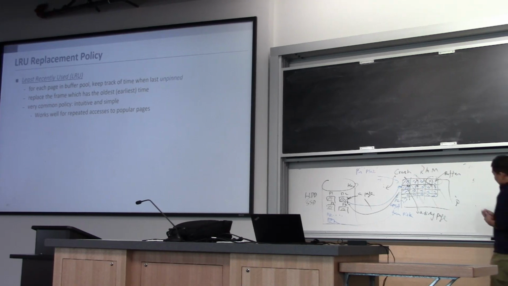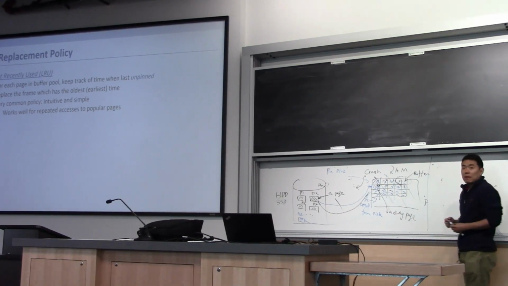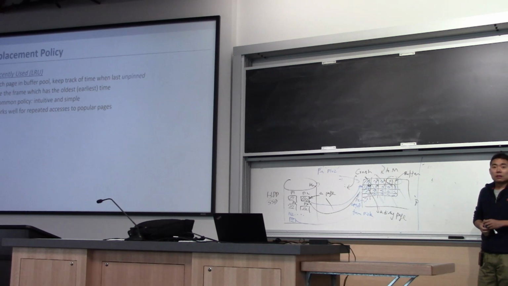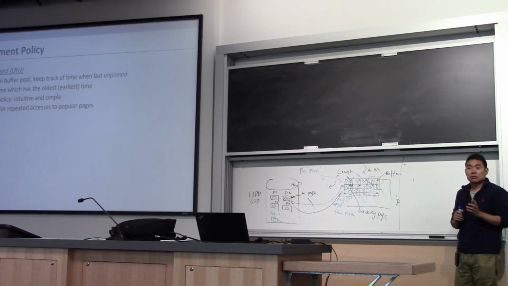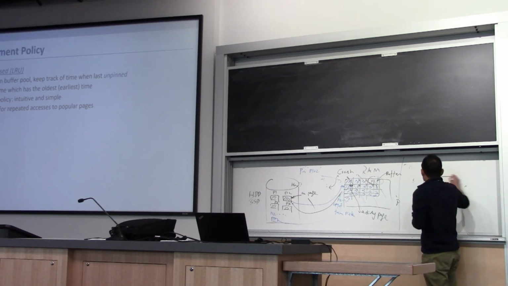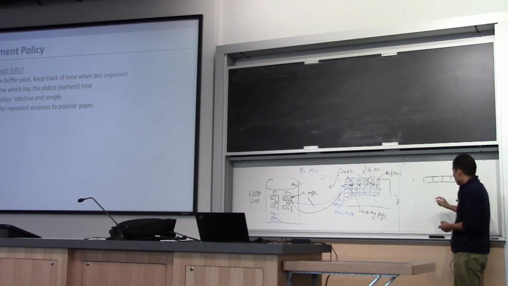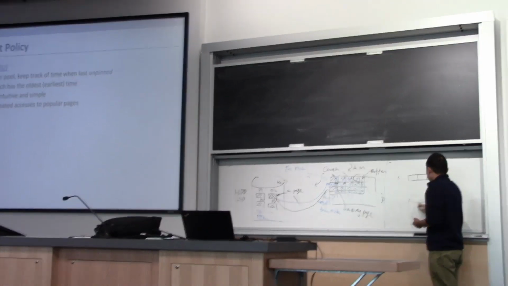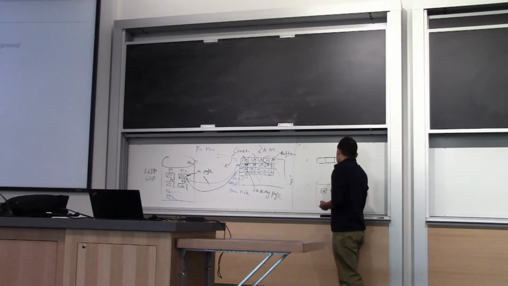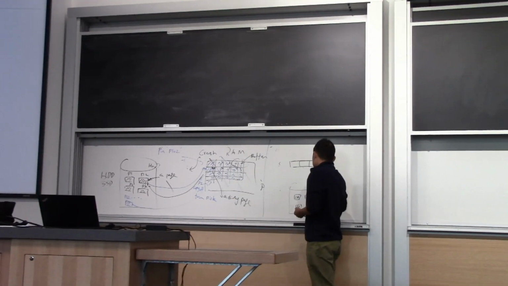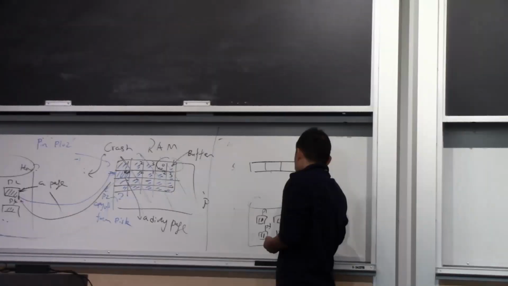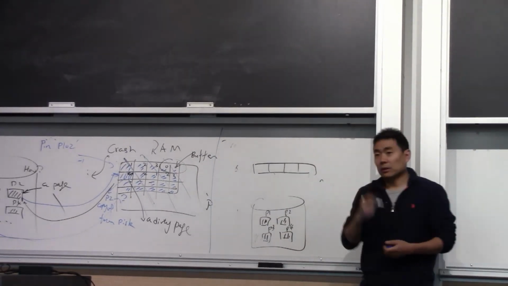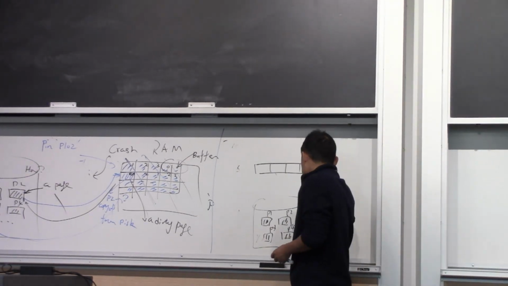Let's say my buffer has 4 frames, and on disk I have 5 pages. You see that? So my buffer is 4 pages, 1, 2, 3, 4, initially empty. My disk has 5 pages, and I call them page 1, page 2, page 3, page 4, and page 5.